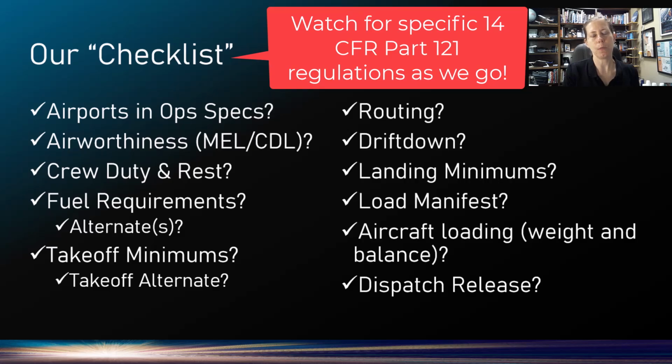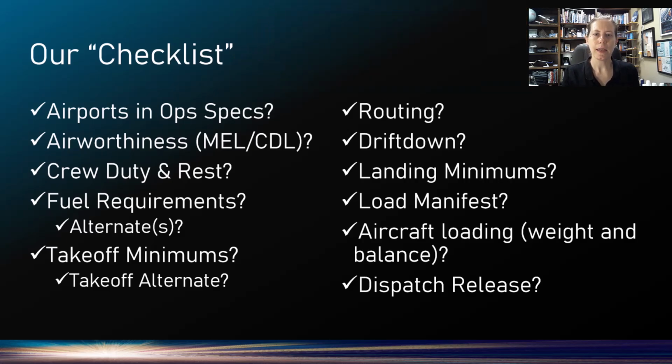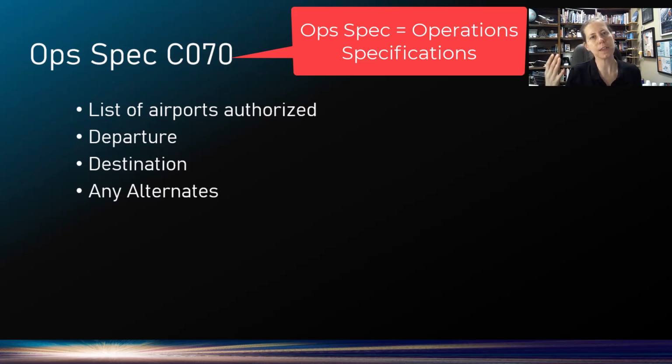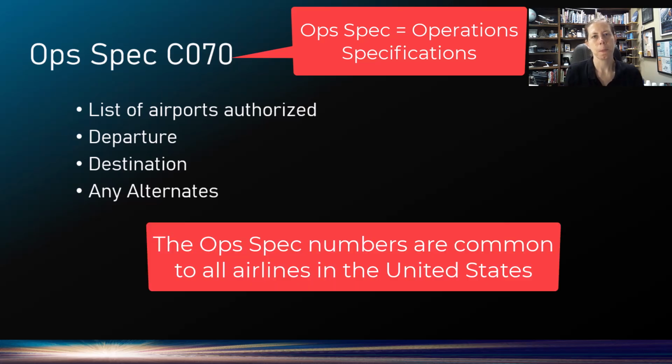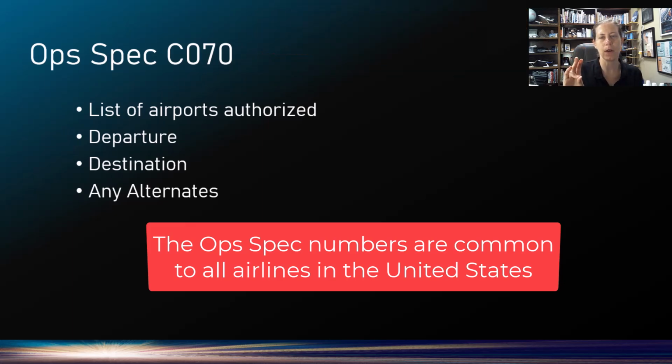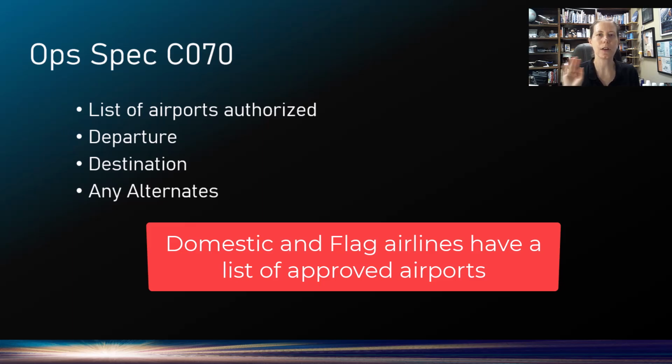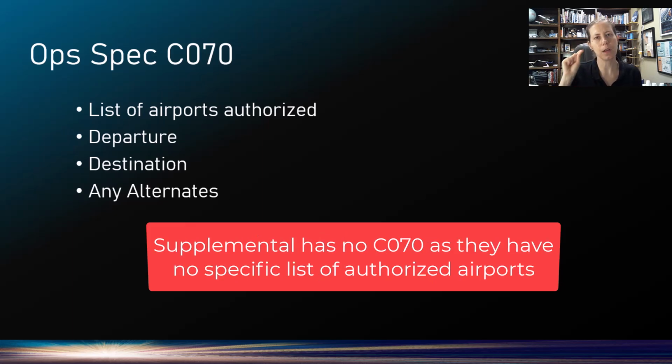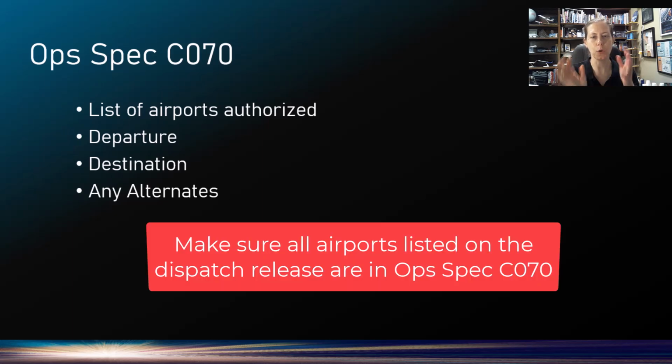So the first thing we would want to ask ourselves before we depart is, are the airports we want to fly to listed in our authorized list of airports, which can be found in OPSPEC C70. There's plenty of other stuff on YouTube and on the internet about what OPSPECs are, but OPSPEC C70 is common to domestic and flag operators. Supplemental does not have OPSPEC C70 because they can technically go to any airport so long as the supplemental operator verifies that it meets the requirements that have been established between that carrier and the FAA with the oversight. So we want to make sure our airports are listed in C70.